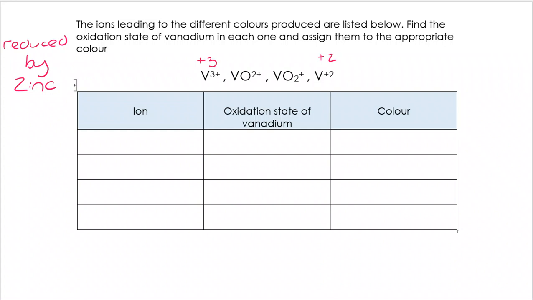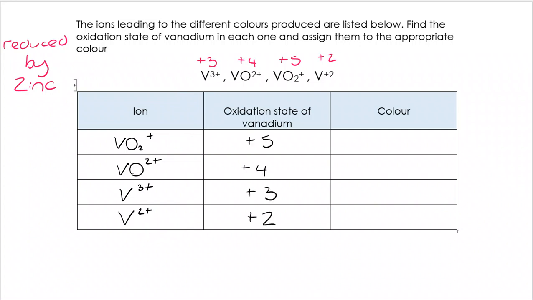If I look at VO2+, well, my oxygen is 2- and I need to get to 2+, so that becomes +4. And in VO2+, I've got -4 from the oxygen, so I need +5 to get to an overall +1. That means I can put them in order, with VO2+ at the top down to V2+ at the bottom. And I've already worked out the charges, so I can throw those straight in.